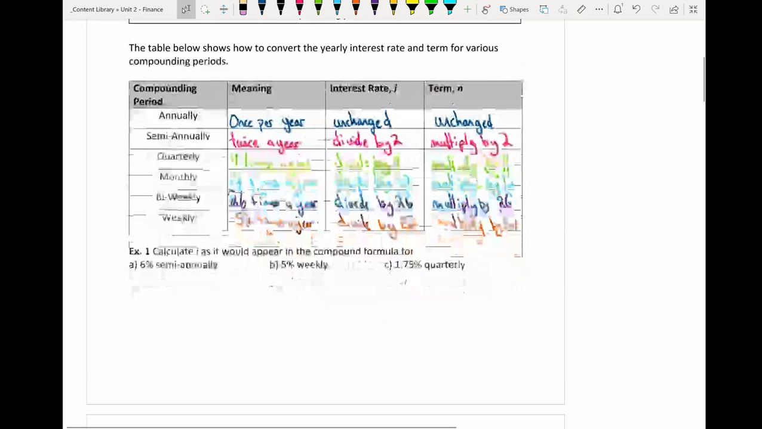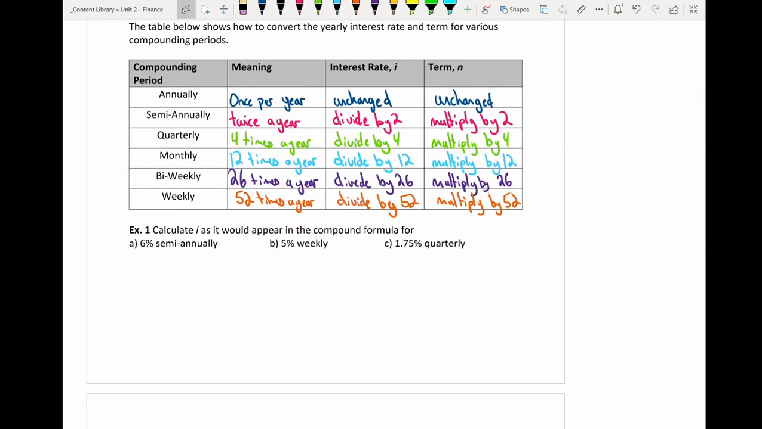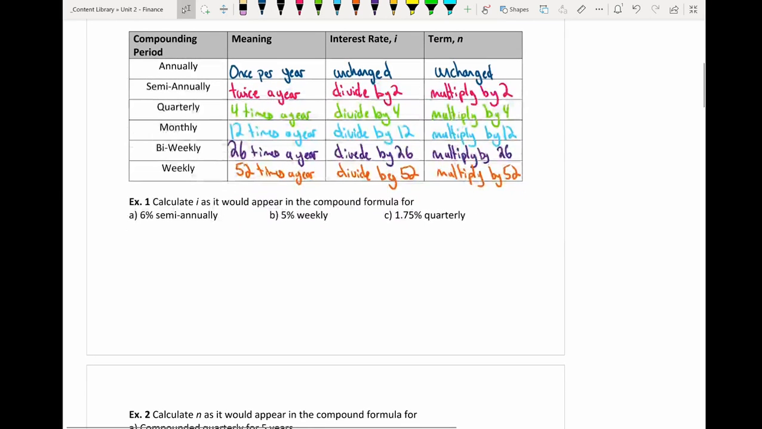In the next two examples, we're going to look at what we might see in the question and how we would actually calculate that. For our first one, we want to calculate the I value, which is the interest rate per compounding period. First we have to turn our percent into a decimal. So 6 divided by 100 is 0.06. You can do that in your head or use a calculator.